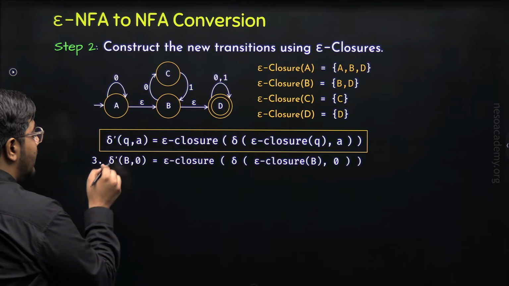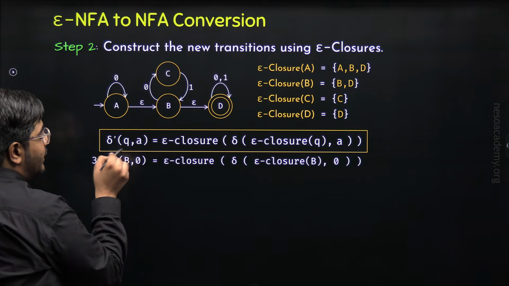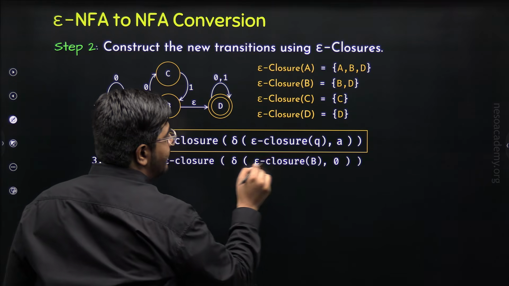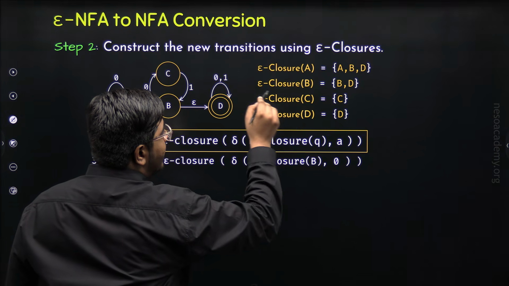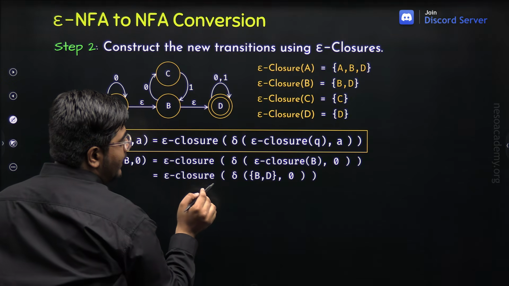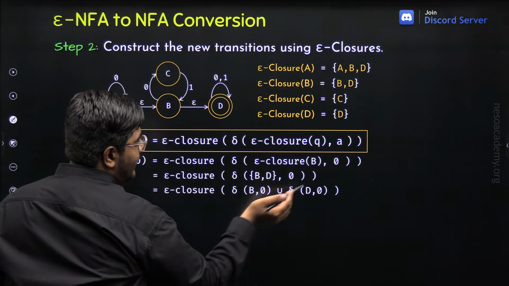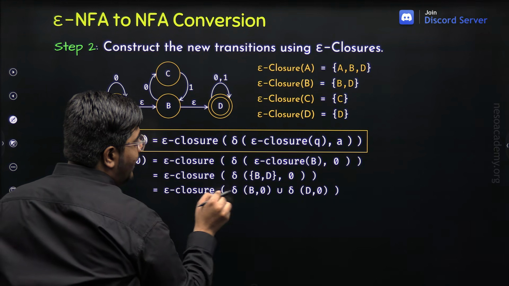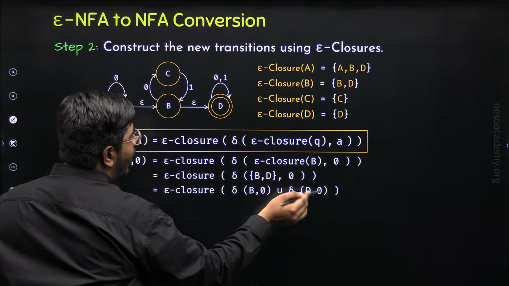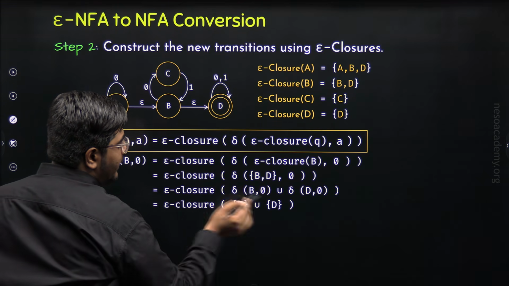Now we will calculate the new transition for the state B on input symbol 0. So we have replaced Q by B and A by 0. Again we will calculate the epsilon closure of B. Here you can see epsilon closure of B is B, D. So we will write B, D. Now we can expand this as delta B, 0 union delta D, 0. Let's calculate delta B, 0. So B on 0 gives C and D on 0 gives D. So this can be replaced as C union D.